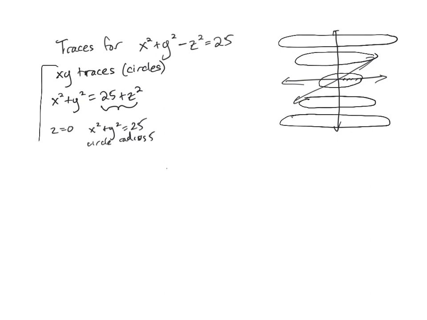So therefore, not only do I have that my XY traces are circles, I specifically have that the very smallest that gets is going to be right on the XY coordinate plane, and it will be a circle of radius 5.